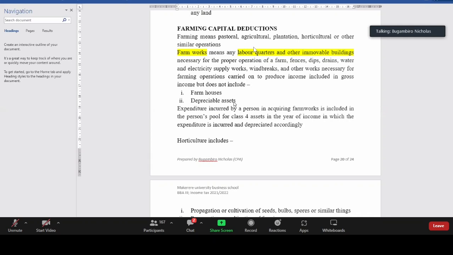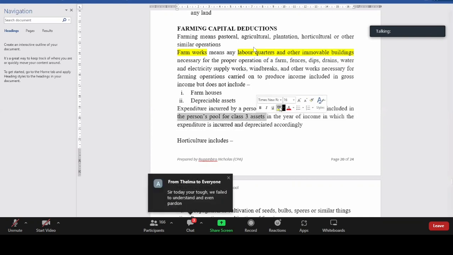Guys, they are saying labor quarters for those people who stay in, those who work at the farm, a movable building, are treated as farm works. Note expenditure incurred by a person in acquiring a farm work is included in the person's pool of class 4. No, class 3. Guys, you change that in your reader. That is a mistake.